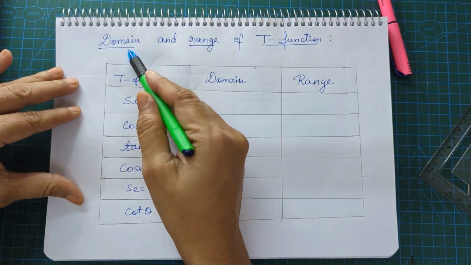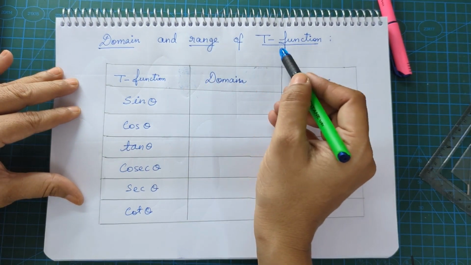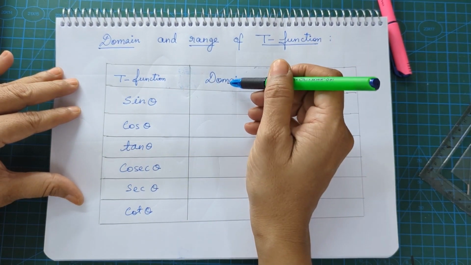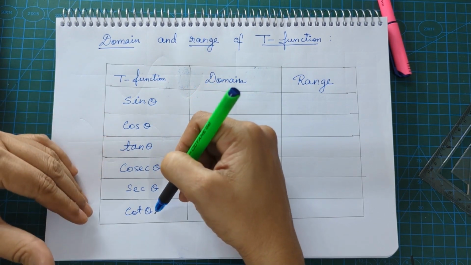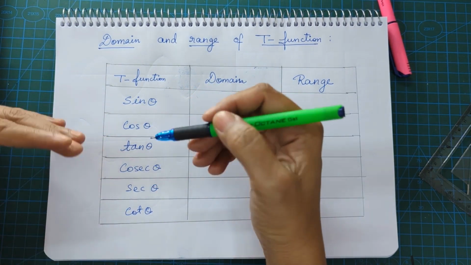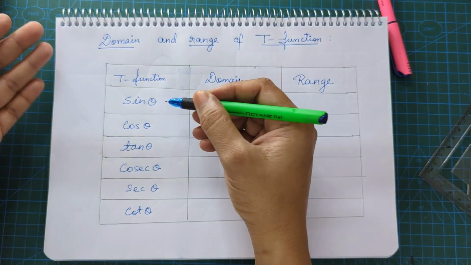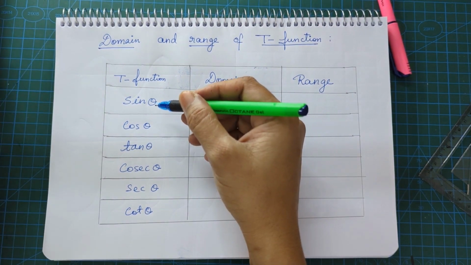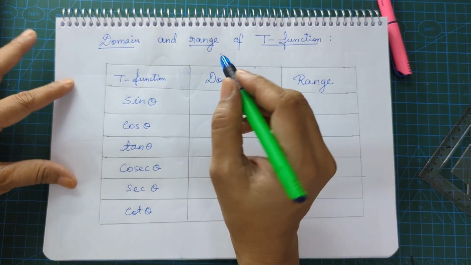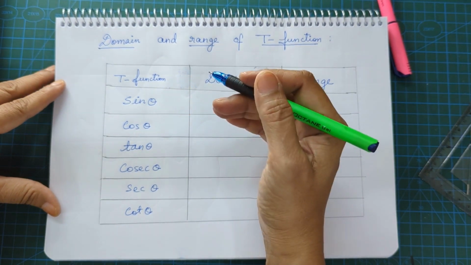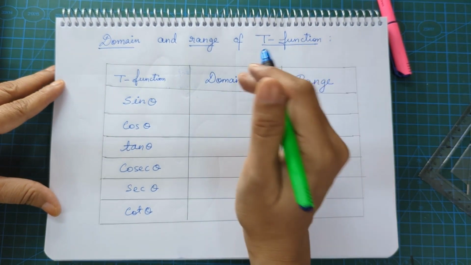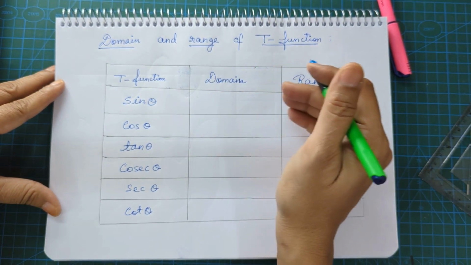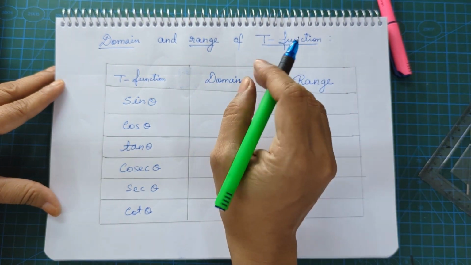Now we will find the domain and range of the 6 trigonometric functions. Domain means for which values of theta these trigonometric functions are defined. Theta is in terms of degrees or radians. When we apply values like pi by 2, pi, 2 pi, those are in radians. 0, 30, 45, 60, 90, those are in degrees.